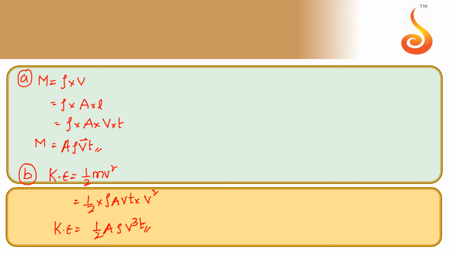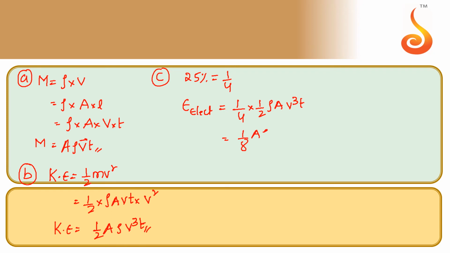And finally, if only 25% of this energy is converted into electrical energy, we need to calculate the power. That means 25% means 1/4 of the total energy. So electrical energy will be 1/4 of the kinetic energy, which is half rho A V cube into T, which is equivalent to 1/8 A rho V cube into T. So this is the electrical energy produced.